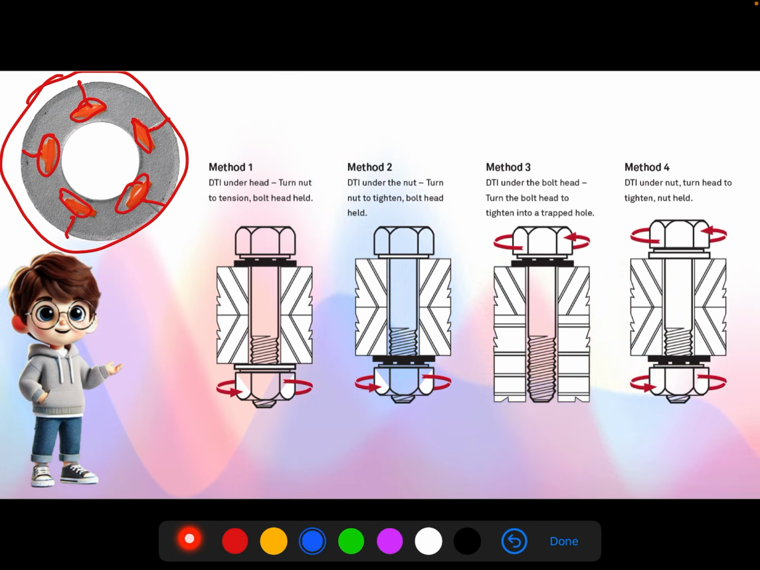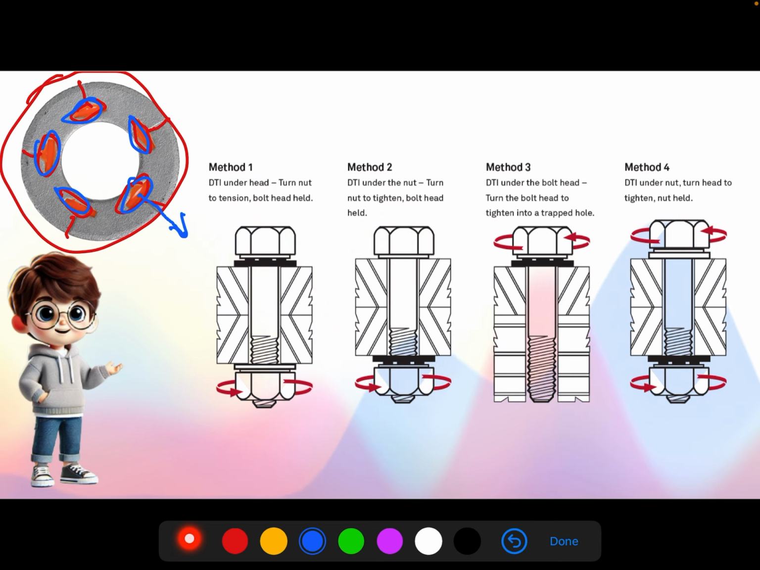Like this. And these portions will be filled with some indicator. When you keep the washer and then when you keep the nut, after tightening, this indicator will come out of this path showing that the bolt is fully tightened. So that is the reason why we call it direct tension indicators.